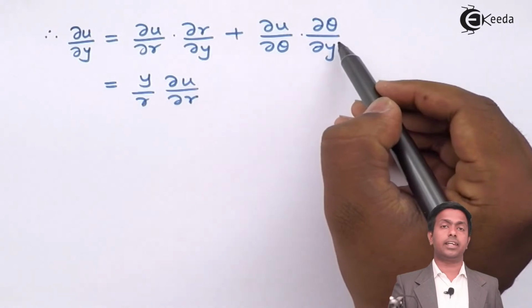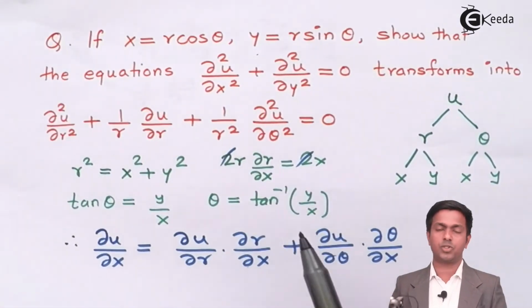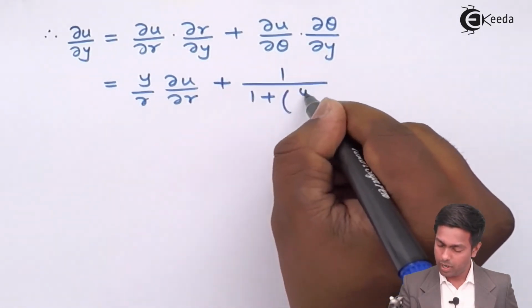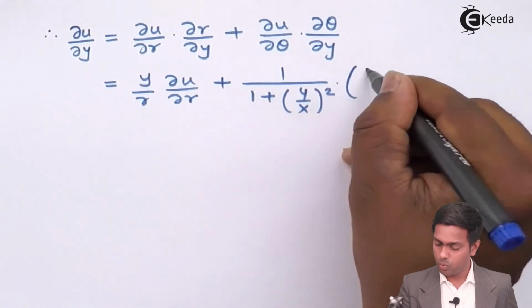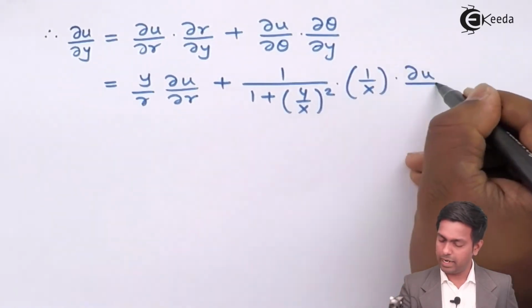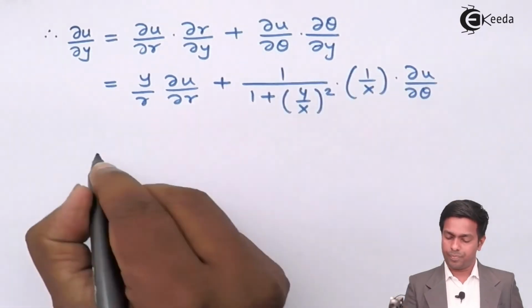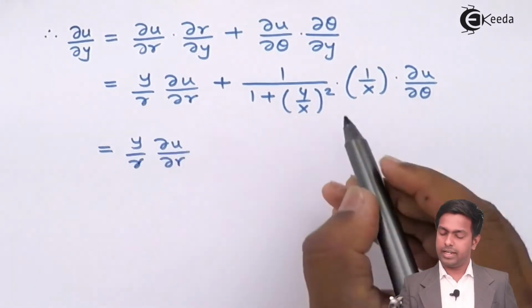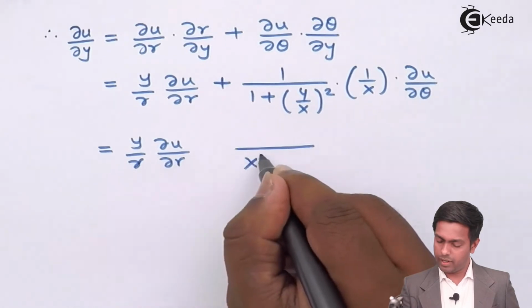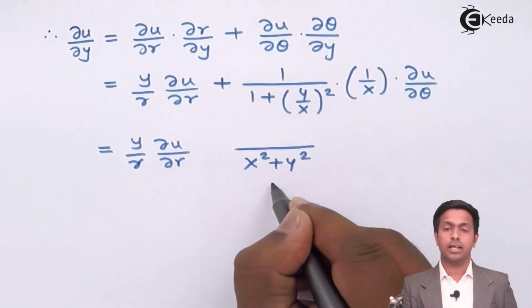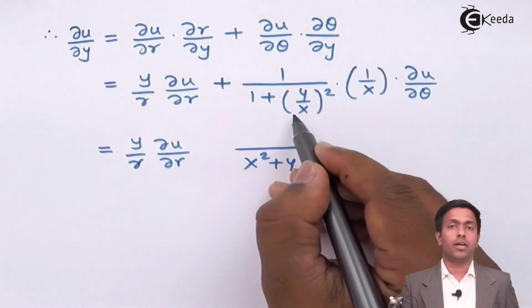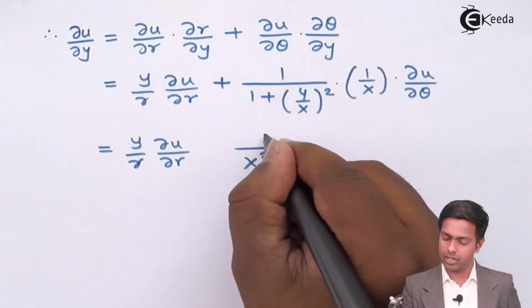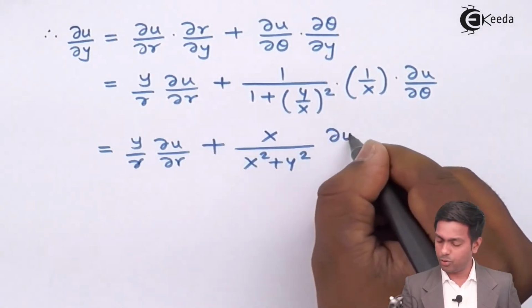Then we'll find del theta by del y. So for that I'll differentiate this term with respect to y. So we will get plus 1 upon 1 plus y by x the whole square into 1 upon x into del u by del theta, that is this term as it is. So here y by r del u by del r. Next here we'll get x square plus y square upon x square, and that x square in the denominator. From that x square, 1 x will be cancelled with this x and 1 x will come in the numerator. So here I'll get x plus del u by del theta.